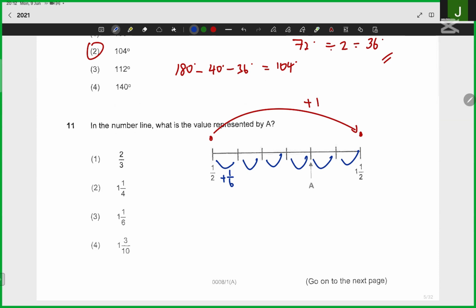So then we can change this into 3 out of 6, right? That means this will be 4, 5, 6, 7. 7 out of 6, which is 1 whole and 1 sixth. Option number 3.